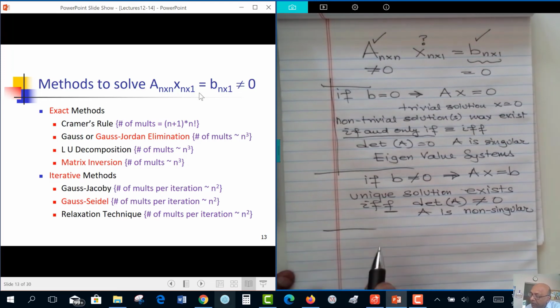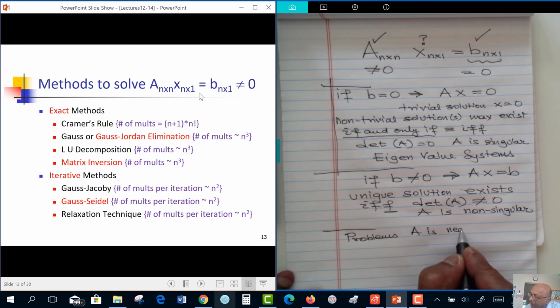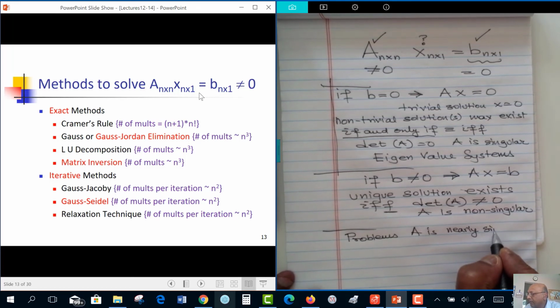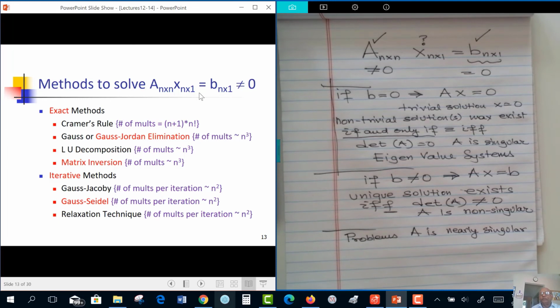And we said we have problems when A is nearly singular. Right? We have all kinds of conditioning problems. So we have methods to solve this problem, AX is equal to b not 0. There are two categories of methods. One called exact methods, like Cramer's rule. If we do it with the exact machine, we'll get an exact answer.